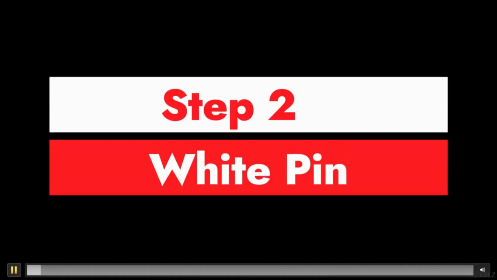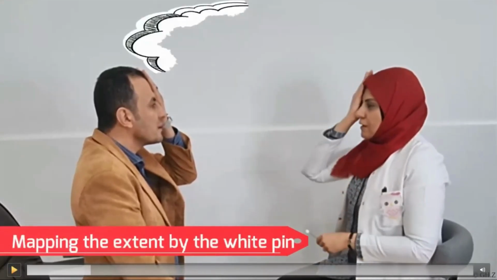So this is step 2, white pin. As you can see, you have to be prepared. I already have my pins in my pocket, so I just bring them. So can you explain this? Mapping the extent or the limit by the white pin. What extent? What limit?